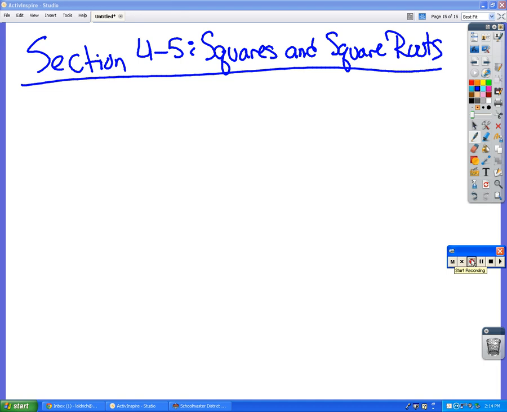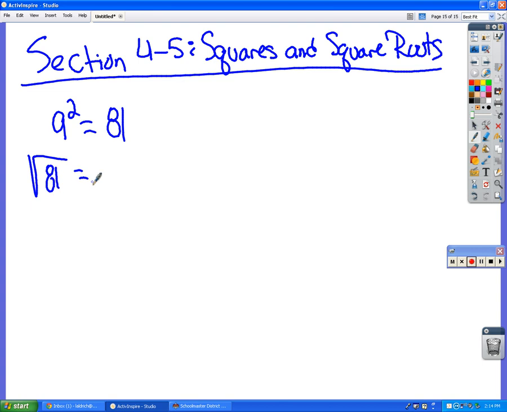All right, so we're going to talk today about squares and square roots. This is the opposite of what we were doing last week when we were talking about squares. So if I asked you what is 9 squared, you would say 81. Asking you what the square root of 81 is doing the opposite. I'm saying what number times itself equals 81, and you would say obviously 9.